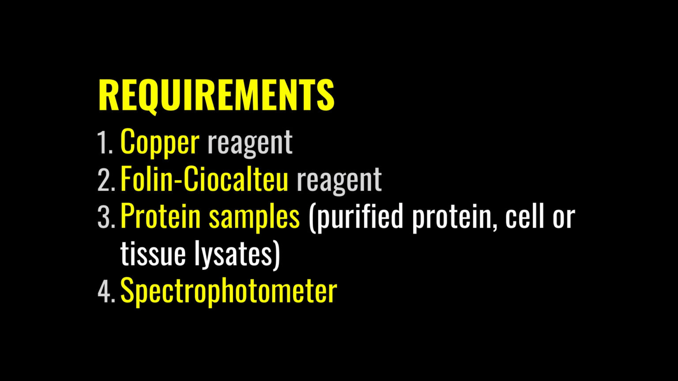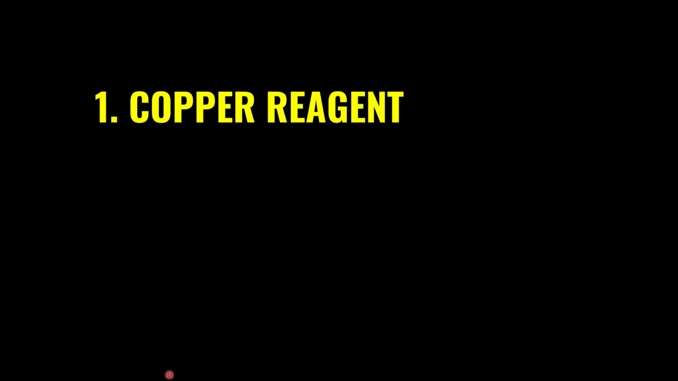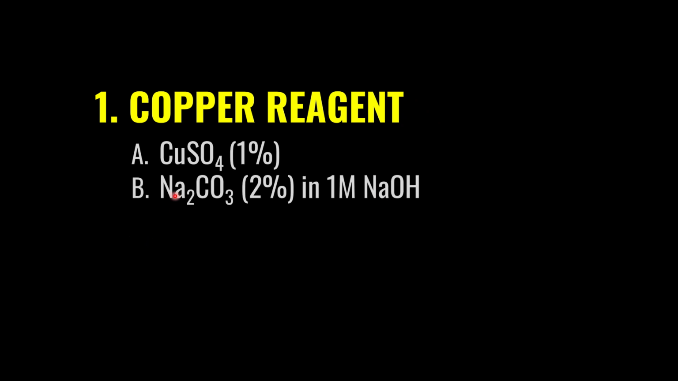So let us see the first requirement, the copper reagent. It is copper sulfate 1% in alkaline medium, pH 10, and this is basically sodium carbonate buffer. Sodium carbonate in 1 molar NaOH, pH is around 10, and it also has sodium potassium tartrate. It helps to keep the copper sulfate in a soluble state. Sodium carbonate provides alkaline pH, and copper sulfate provides copper for the formation of the copper protein complex.